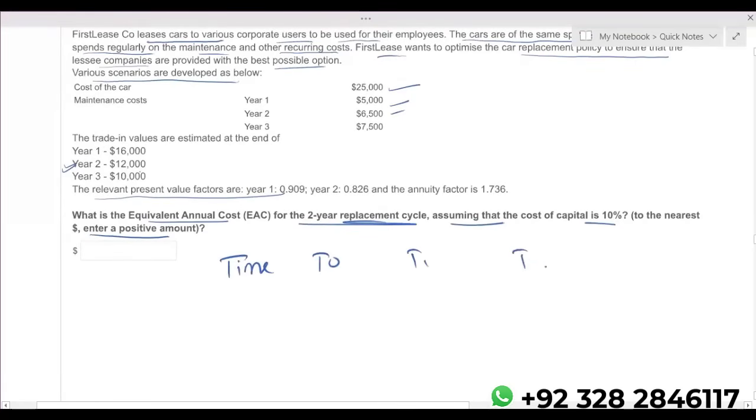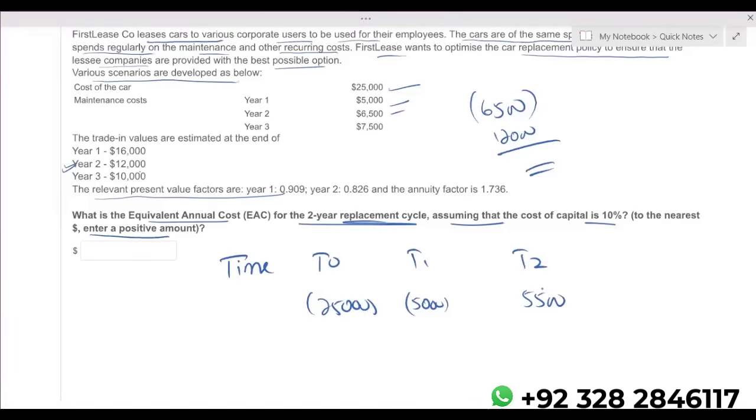T0, T1, T2. 25,000 at T0. In T1 you have to bear the maintenance cost of 5,000. Now in T2 there's a maintenance cost of 6,500, but there's a resale value of 12,000. So in T2 there will be a net inflow of 5,500. In T2 two events will happen: one is I have to bear the maintenance cost of 6,500, second, the resale value.